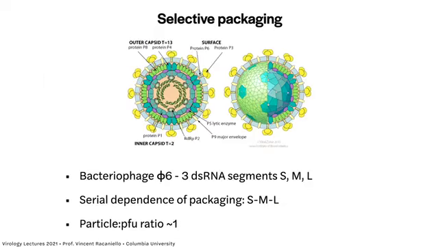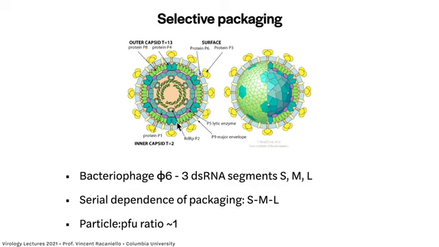And finally, there is an example in an RNA virus of what we call selective packaging. This is very cool. This is a bacteriophage. It's called Phi6, and it is a double-stranded RNA containing bacteriophage. It has 3 double-stranded RNA segments, a small one, a medium-sized one, and a large one. And it's very much like a reovirus. It has 2 concentric capsids, an outer and an inner capsid. This virus exhibits selective packaging.